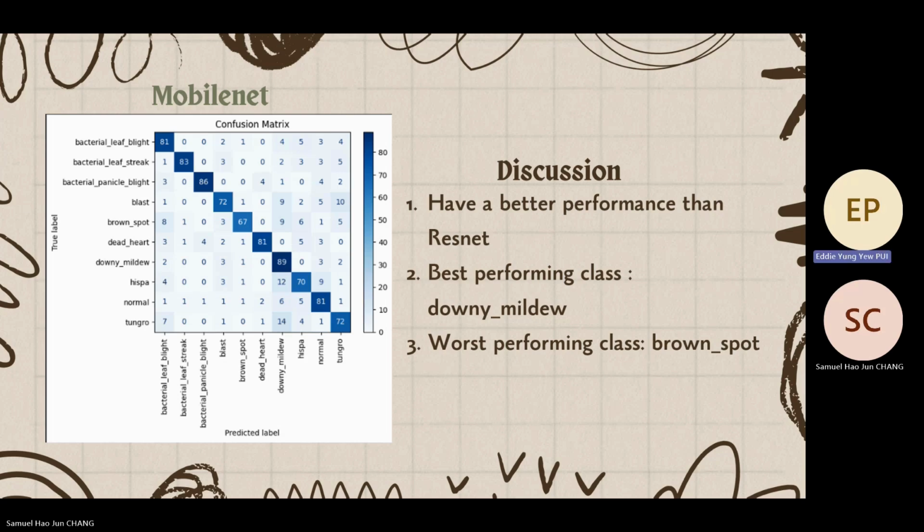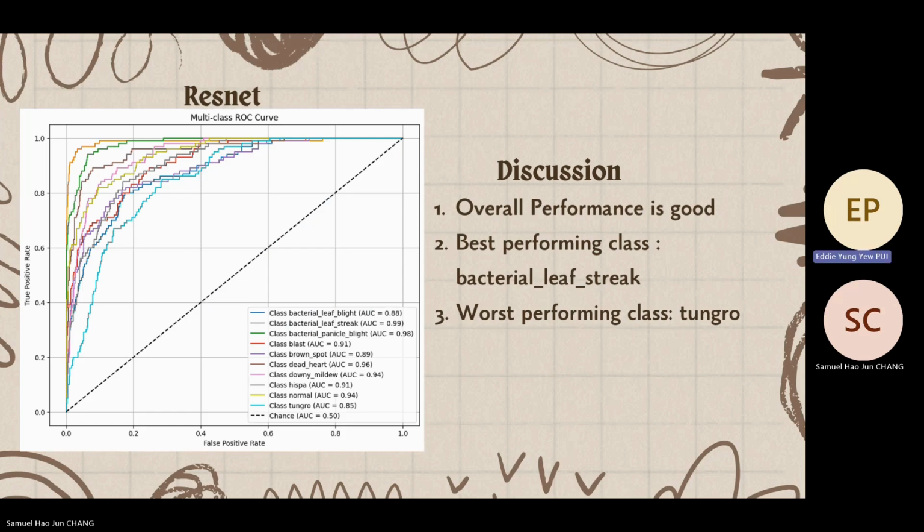Let's move on to the ROC AUC curves of ResNet. As we can see, the ResNet ROC curve's overall performance is good. All the values are high, and it makes a good shape. The best performing class is bacteria leaf streak, which has an area under the curve of 0.99, a very high value, as the maximum value is 1. And the worst performing class is Congruo, which has 0.85. However, it is still a good class as it is higher than 0.5.